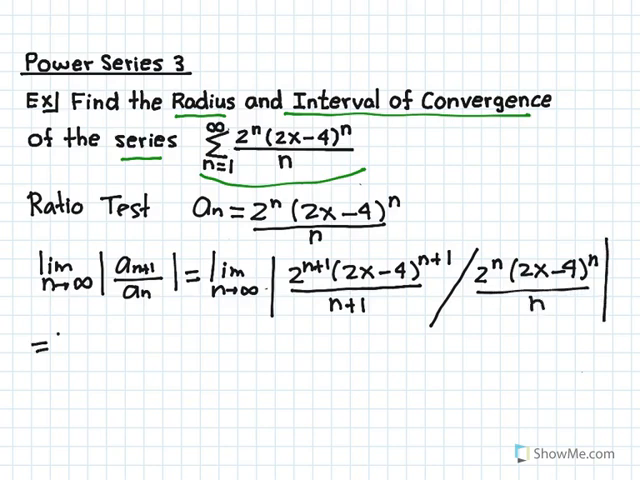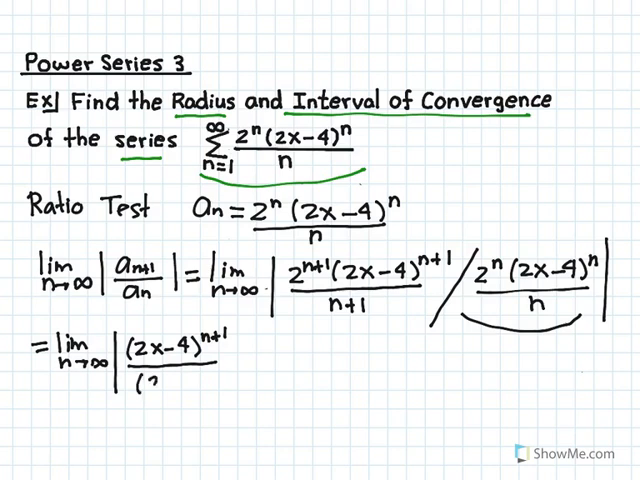Now let's simplify this. Rearrange it and simplify. Limit as n approaches infinity of the absolute value of (2x minus 4) to the power of n plus 1, divided by this term. We're dividing by this term, so it reciprocates. We flip the fraction. So divided by (2x minus 4) to the power of n, times. Now we have 2 to the power of n plus 1 in the numerator, and in the denominator we get 2 to the power of n times n divided by n plus 1.